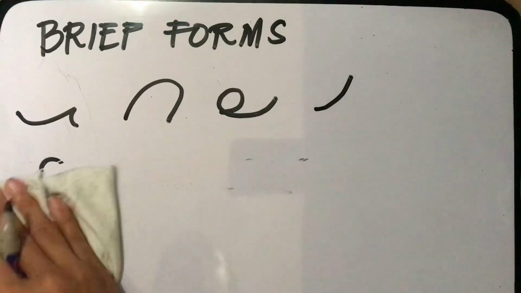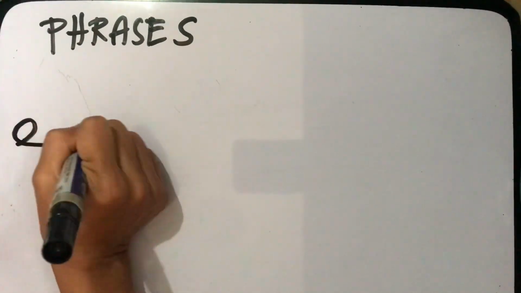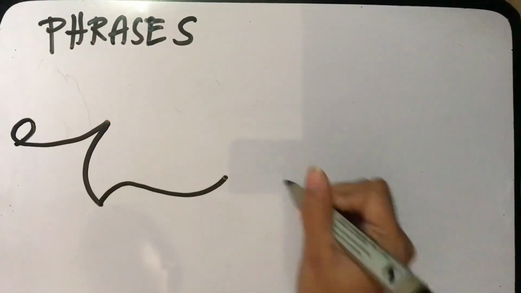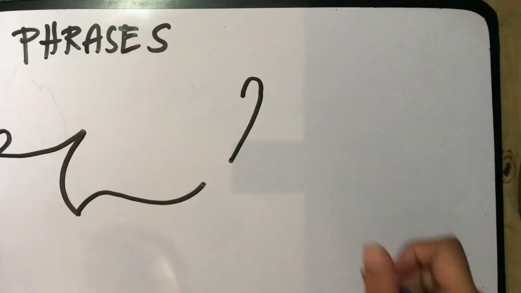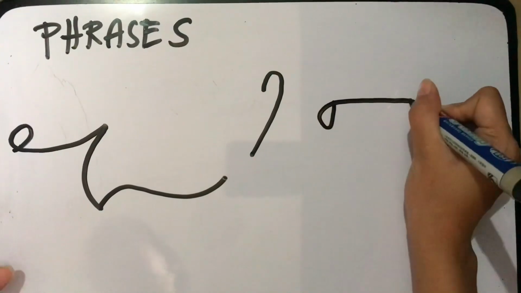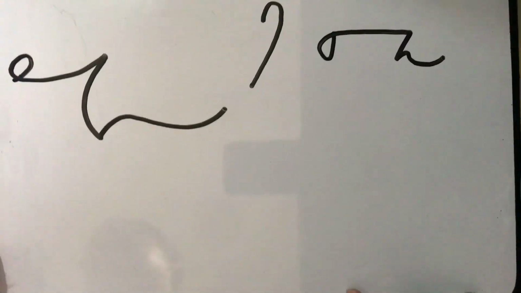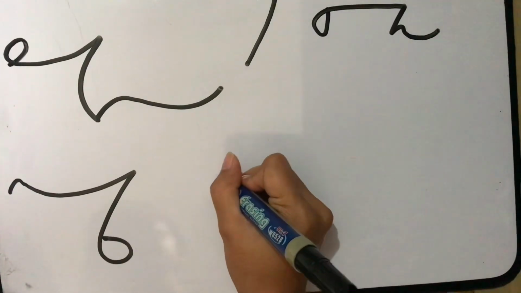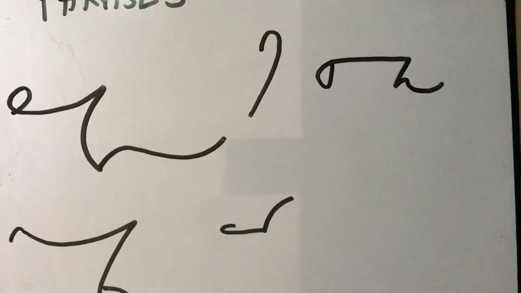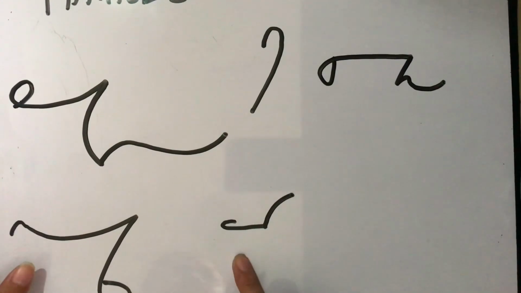And now for the phrases we have I will be glad, you have, I am sure, you will be able, and lastly we have on the. So I will be glad, you have, I am sure, you will be able, and on the.